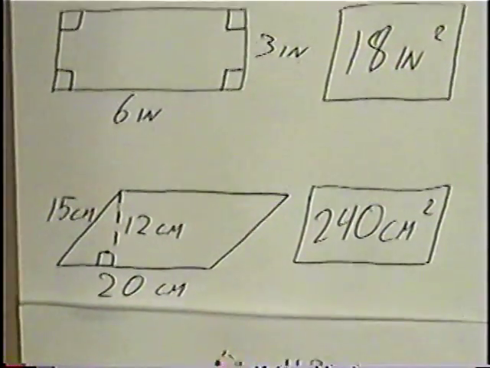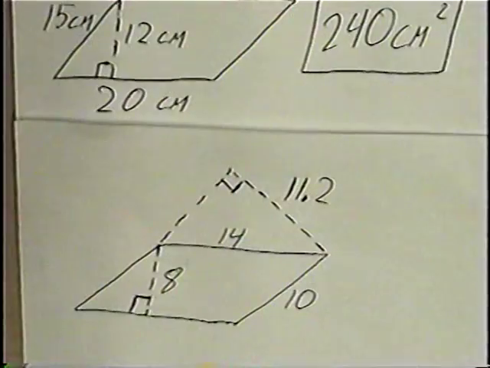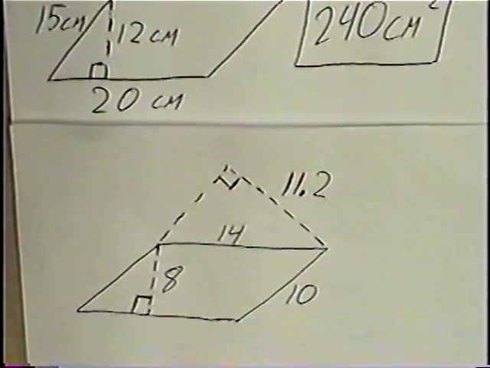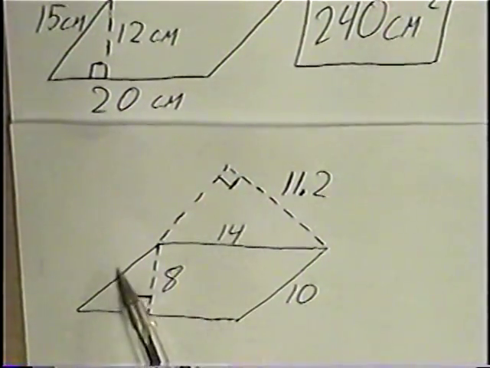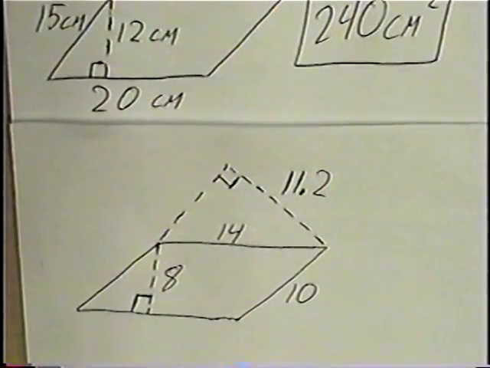And last question for this section. The shape again is a parallelogram. Opposite sides again are parallel and opposite sides are congruent.